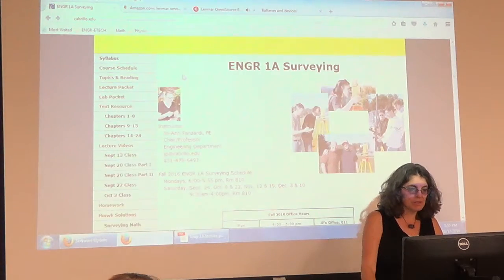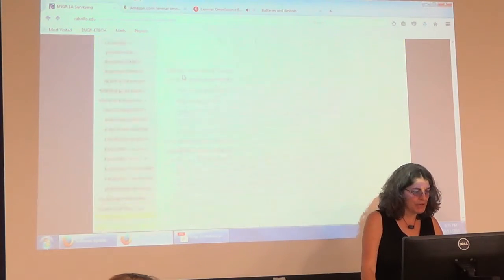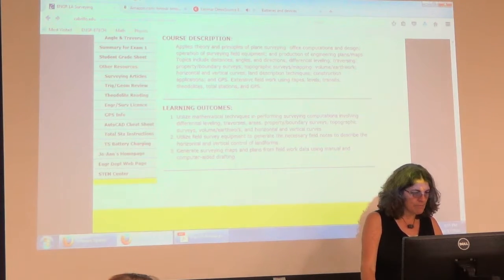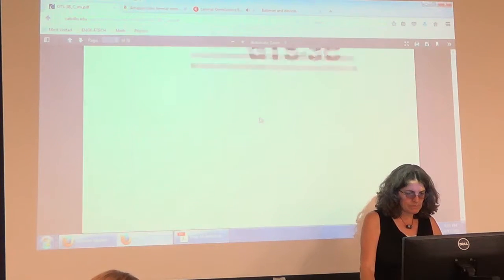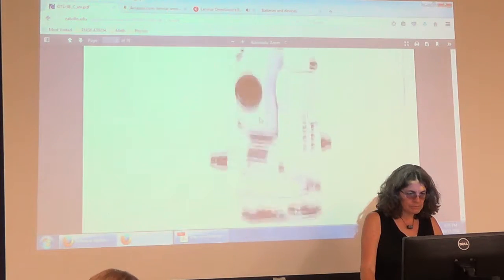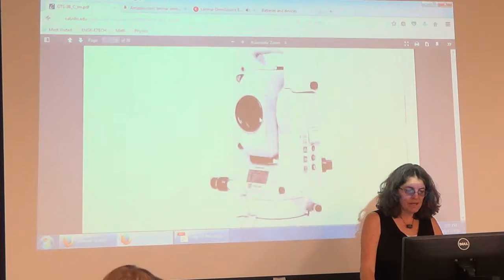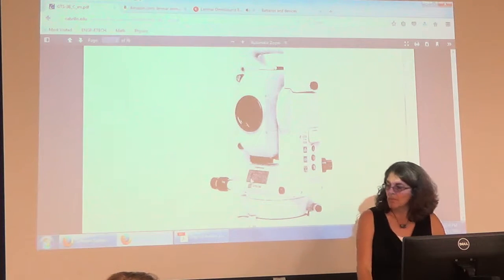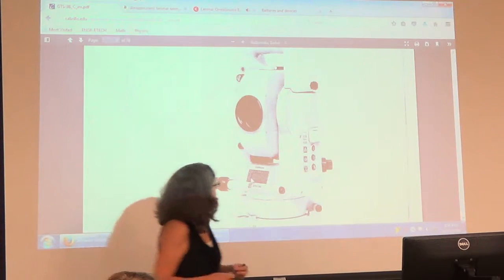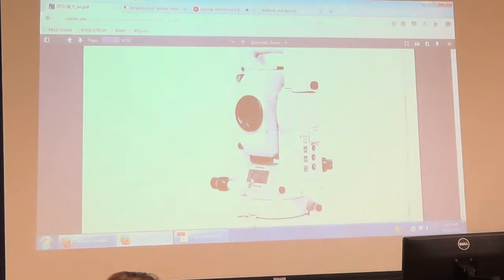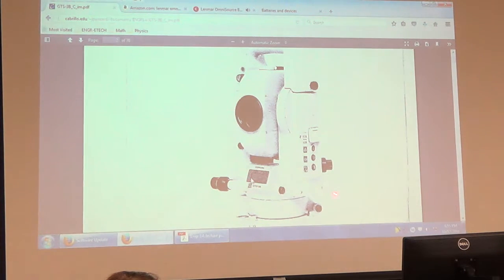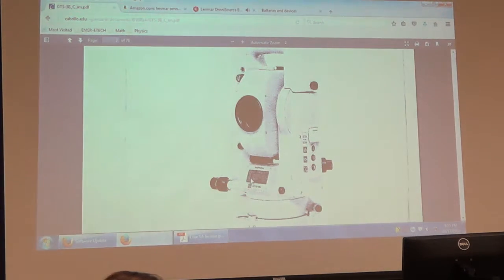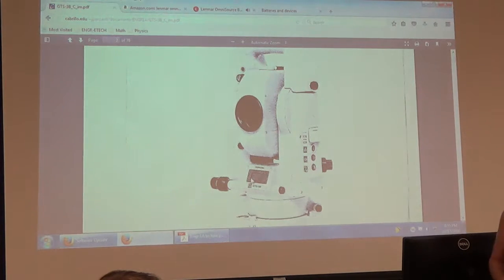So I'm going back to the syllabus. To the web page, and if you go down below, it says total station instructions. This is what it looks like, and so right here, there's a way of reading the angles on both sides. There is the optical plumb. How did the optical plumb go for you? First time, was it hard?